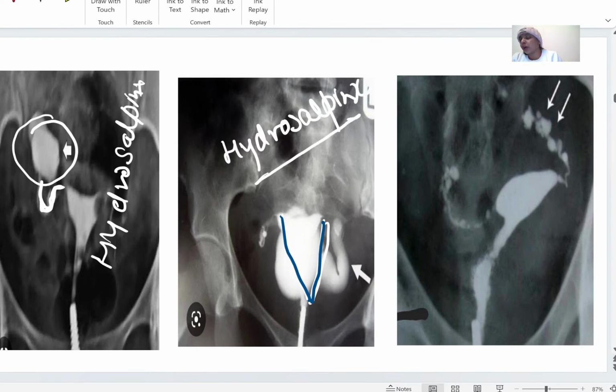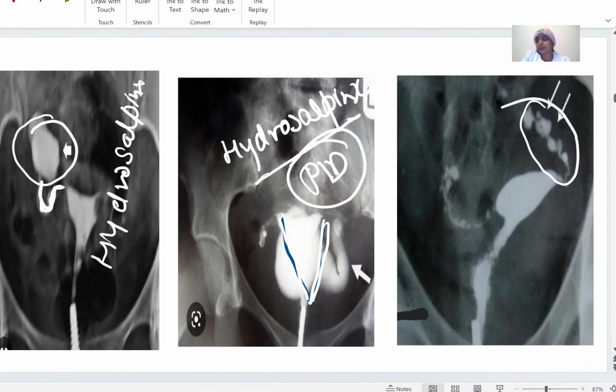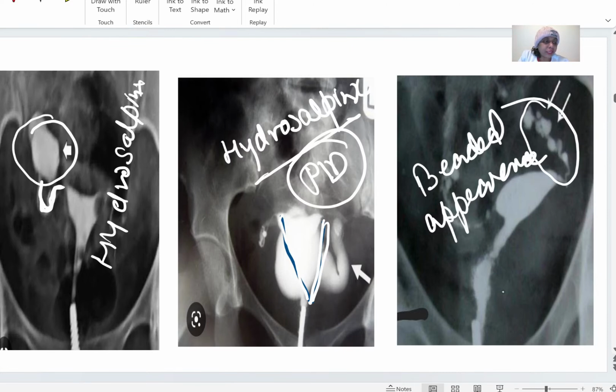What is the most common cause of hydrosalpinx? PID or genital TB? PID. That is why I told you that this hydrosalpinx is of PID. Okay. What is this image for? Yes, beaded appearance. It is found in genital TB, because the fallopian tube is the first organ to be affected.